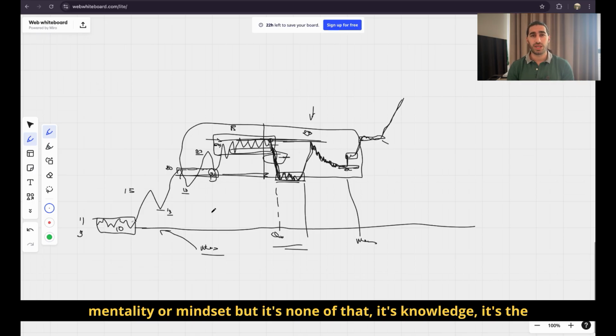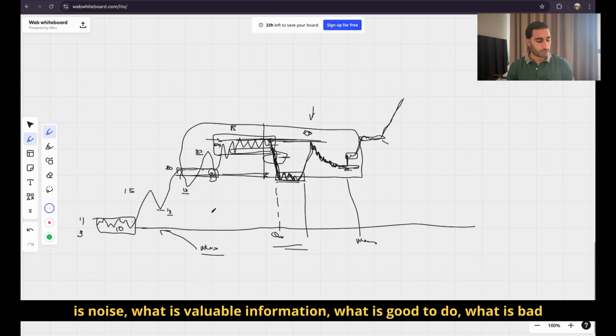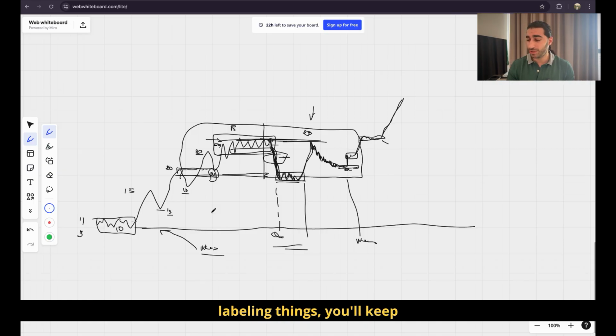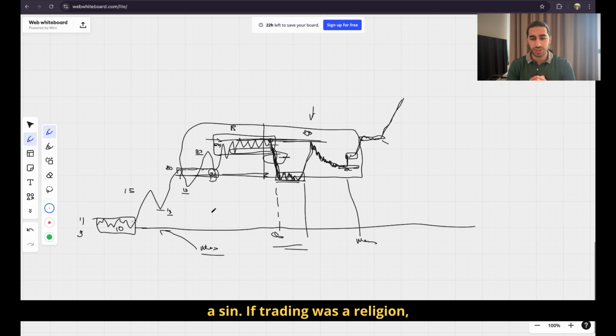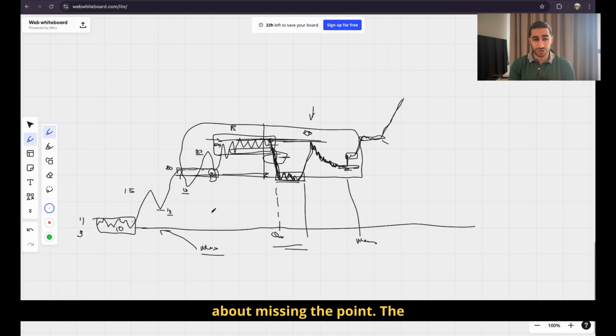mentality or mindset, but it's none of that. It's knowledge. It's the lack of understanding of what is noise, what is valuable information, what is good to do, and what is bad to do, and what is bad to do is basically labeling. Labeling is very bad. If you keep labeling things, you'll keep missing the point. And missing the point is basically the definition of a sin. If trading was a religion, patterns would be a sin. Psychology would be a sin. Okay? Because it's all about missing the point.